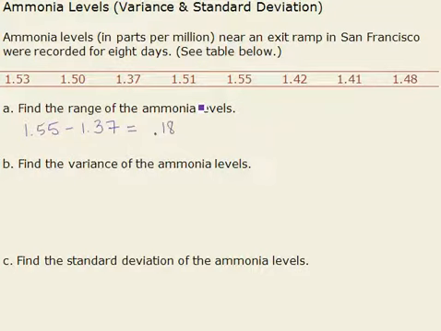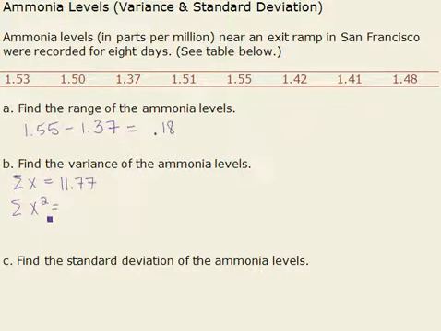Now, in order to find the variance, we have to find a couple pieces, namely the sum of x and the sum of x squareds. So first, the sum of x is just adding these 8 together, and that's 11.77.